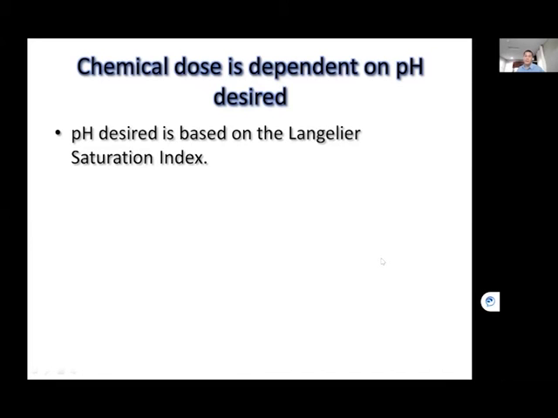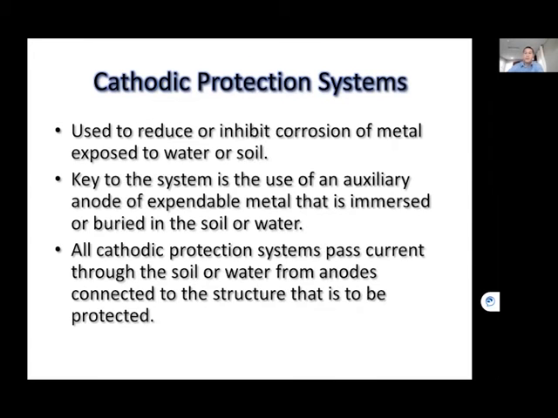Chemical dose is dependent on the pH desired. So pH desired is based on the Langelier saturation index, where you can find at which point you will have the calcium carbonate saturated and precipitate out of the water onto your pipe. And there's also cathodic protection systems, and this is more for the exterior of the pipe in your distribution system.